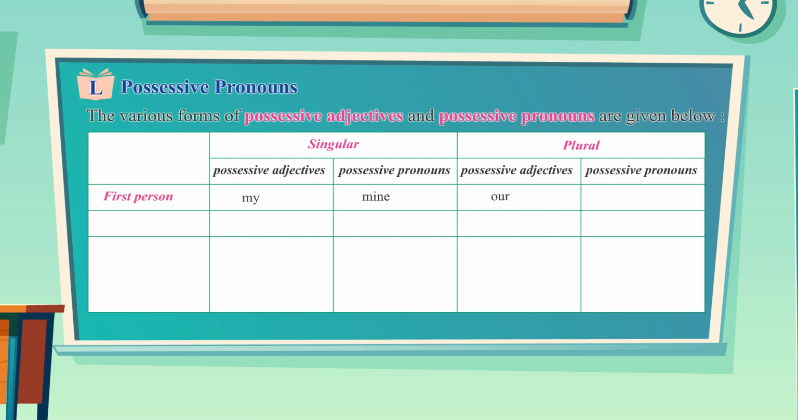First person: my, mine; our, ours. Second person: your, yours; your, yours. Third person: his; her, hers; its; their, theirs.